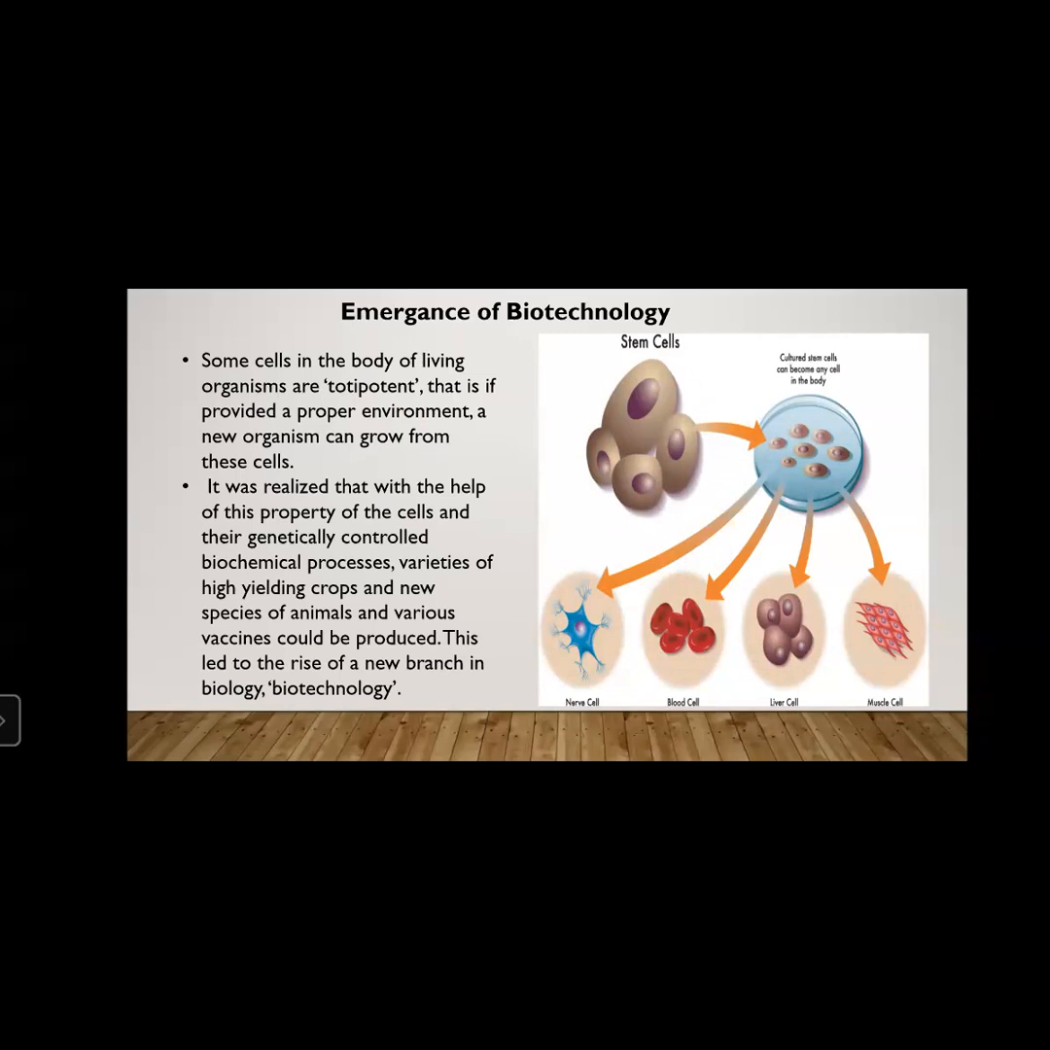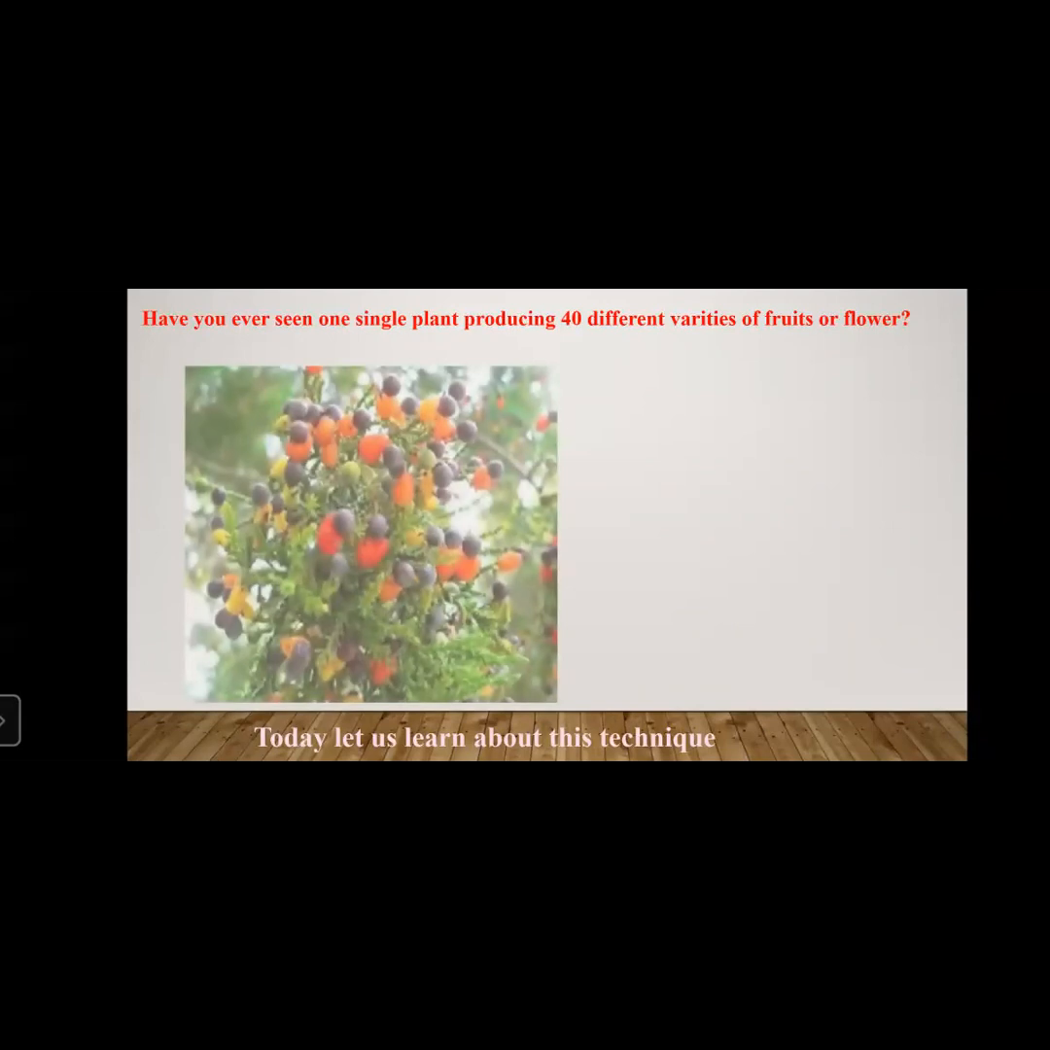Okay, so those cells which are capable of dividing and getting differentiated into different cell types or tissues are known as totipotent cells. And this characteristic of the cell has given rise to a new technology, to a new branch in biology, what we call biotechnology. Now, have you ever imagined or seen a single plant producing 40 different varieties of fruits?